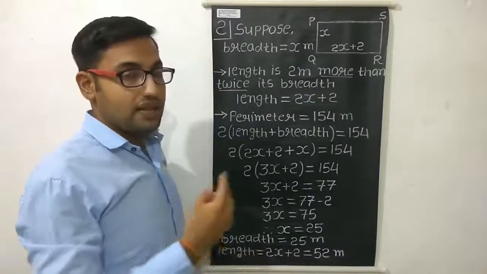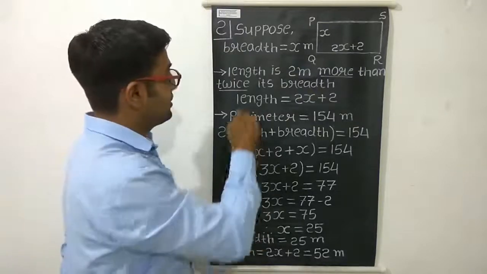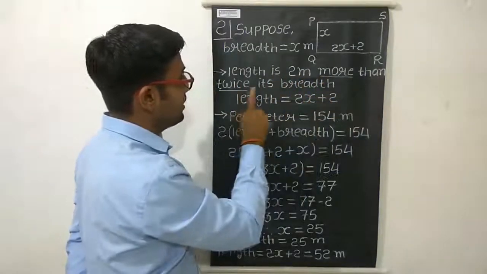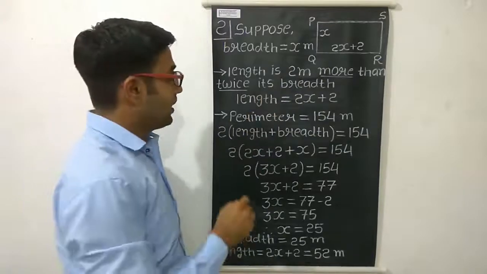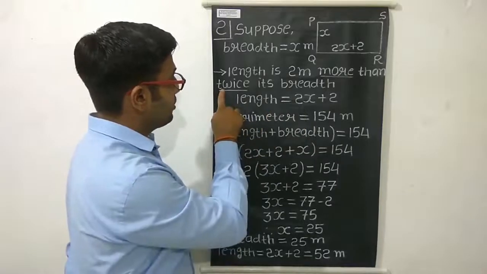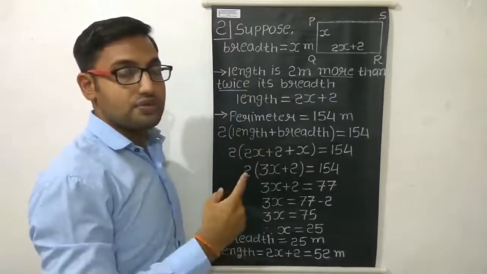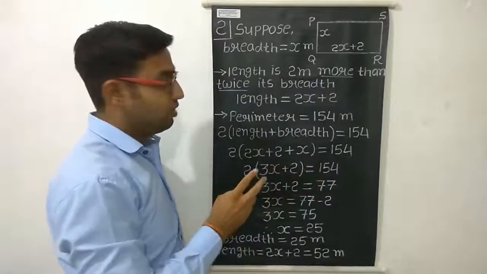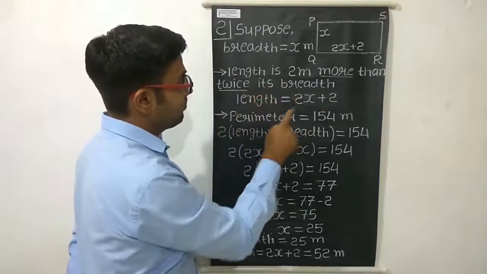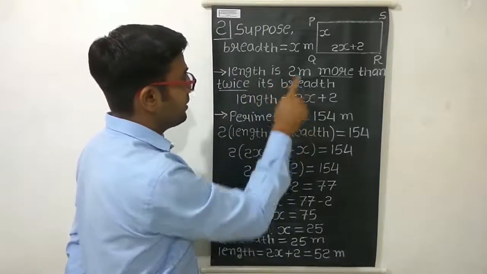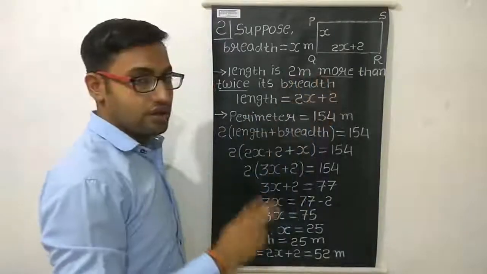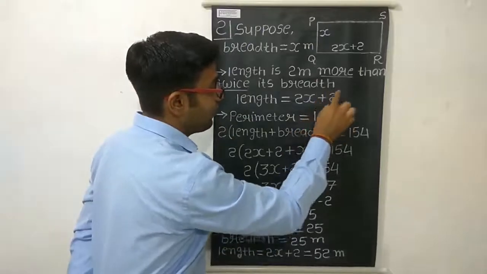Now for the length, the statement given in the question is: length is 2 meter more than twice its breadth. So we can write length is equal to, what is given here is twice its breadth. Twice means to multiply with 2. But multiply what? The breadth. So twice its breadth means 2 into x, because our breadth is x. And one more thing here is that it is 2 meter more. More means we have to add. What do we have to add? 2.